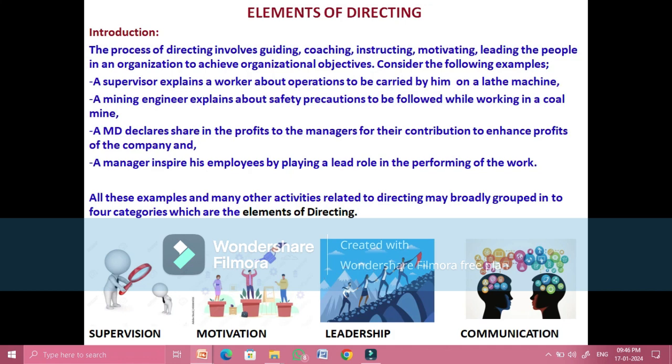And today's topic is regarding the elements of directing. In the previous class, we studied the concept of directing, and coming to the elements of directing, we may say these as elements or components or parts of directing. Before the elements of directing, we'll know about what directing is.